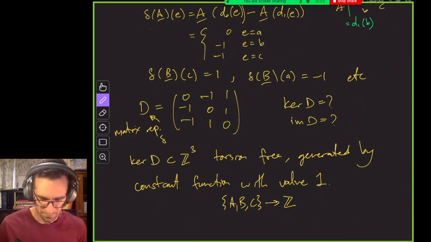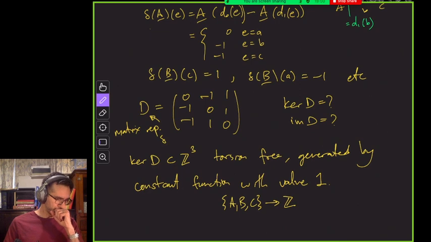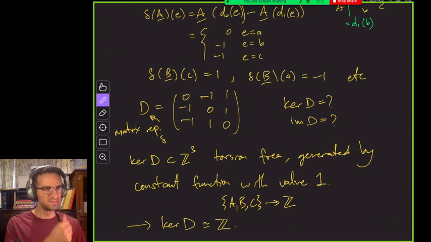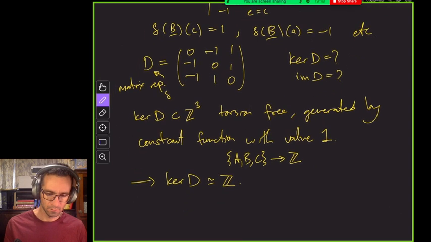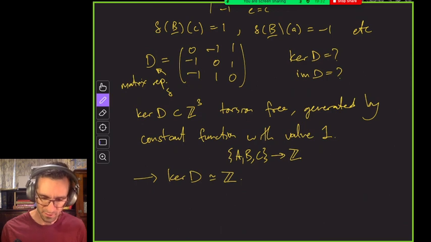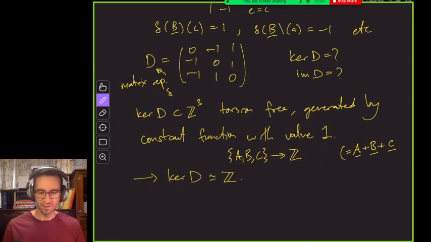So this means it's a copy of the integers. That bit's not so hard. So we can figure out the image. Well, the constant function of value 1 in this instance is the same thing as a function which is the sum of these generators. So if you like, it's just 1, 1, 1 as a vector.